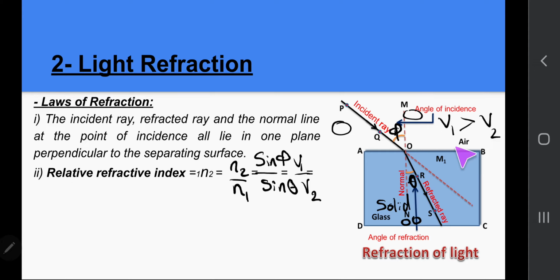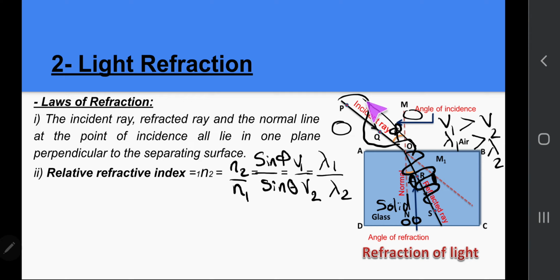And the velocity is directly proportional to the wavelength. Okay, lambda 1 over lambda 2 at constant frequency. Because the frequency here, when the ray changes its medium, stays constant. What changes with the velocity? The wavelength. So the wavelength 1 is more than the wavelength 2. It means if the ray here is moving with a large wavelength, here it will be moving with a small wavelength. Okay, when velocity is large, wavelength is large; when velocity is small, wavelength is small.